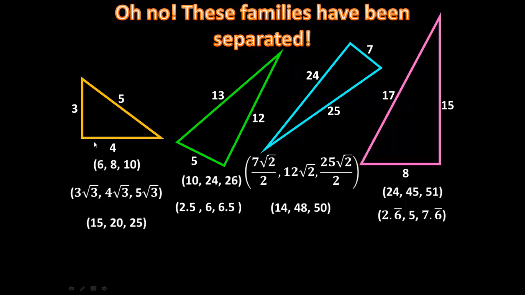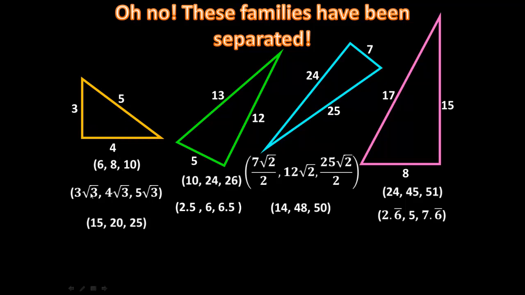All right, so let's see how these all fit into where they are. So I've got 6, 8, and 10. Well, how in the heck is that? Oh, look at this. 3 times 2 is 6. 4 times 2 is 8. 5 times 2 is 10. If you multiply them all by the same thing, then it is part of that family. So you can either multiply or divide by the same thing, and it will be part of that family.